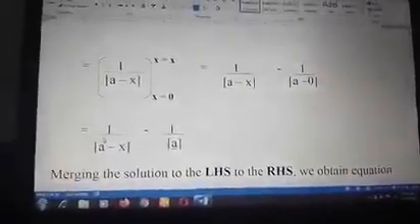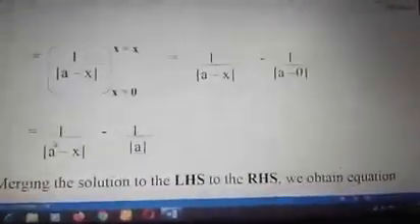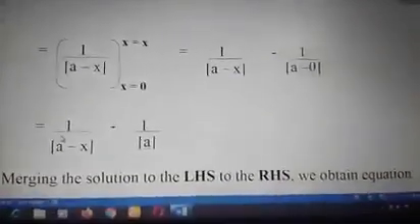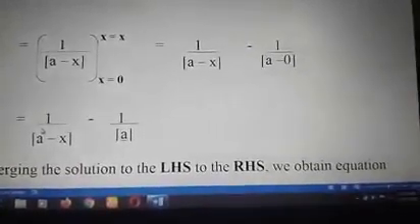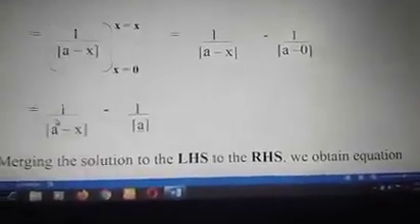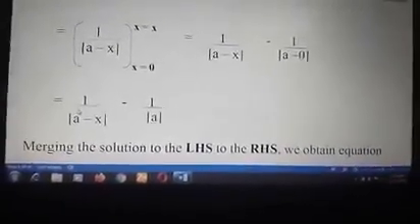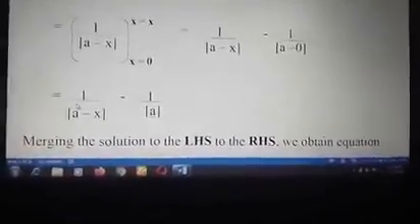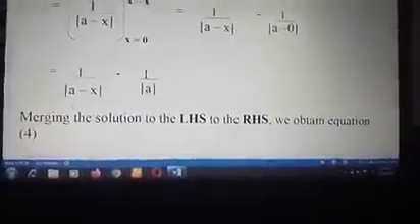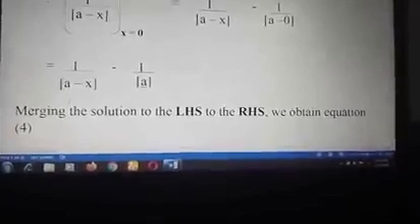Then we replace s with s, the boundaries, and replace s with 0. So replace s with s, you now have the same a minus s. Replace s with 0, you now have a minus 0. Subtract the two limits. You now have 1 over (a − s) minus 1 over a. So this is the integrated form of the left-hand side of the equation.